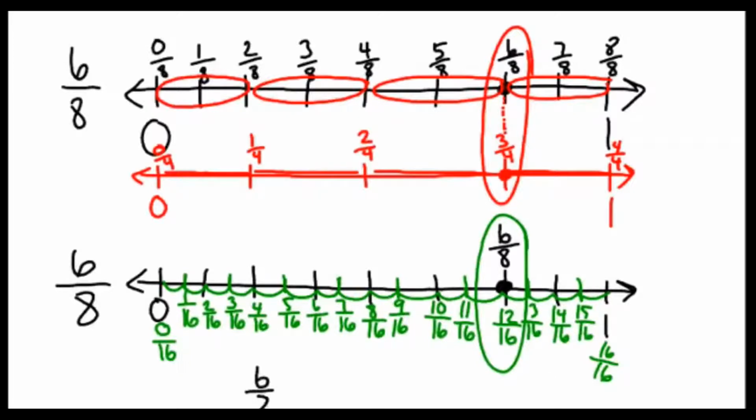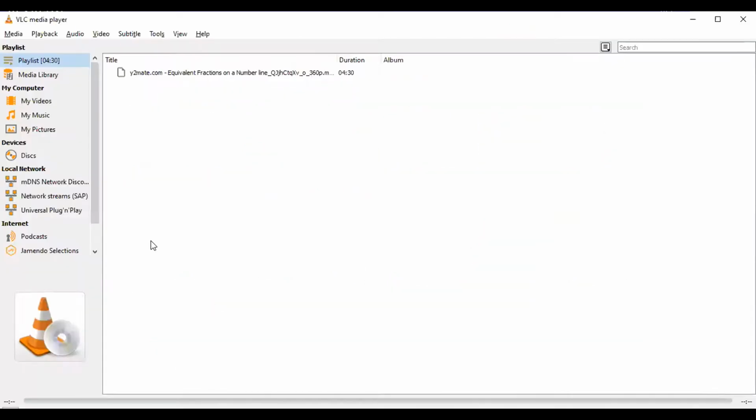So 6 out of 8 equals the first one, in red, 3 out of 4, and the second one equivalent to 6 out of 8 is 12 out of 16. So that's the meaning of equivalent fractions.